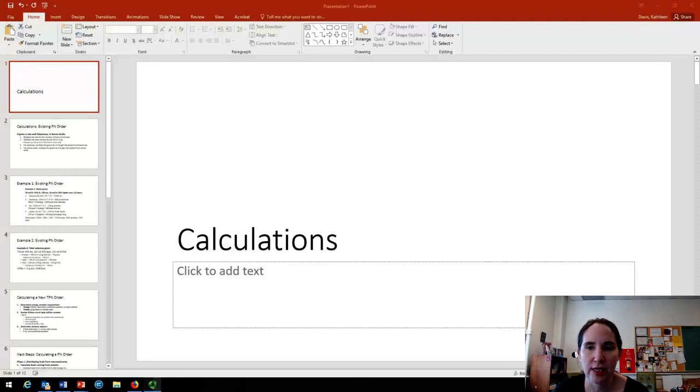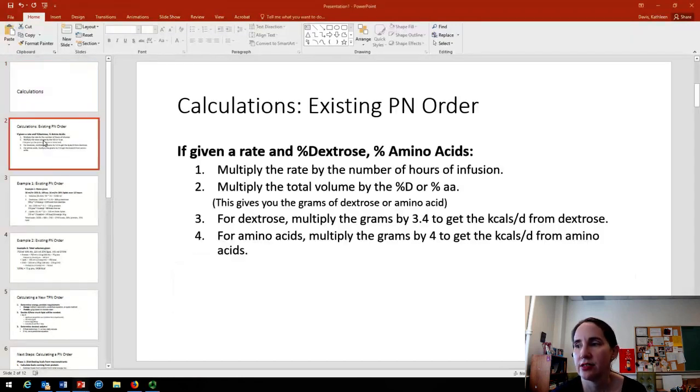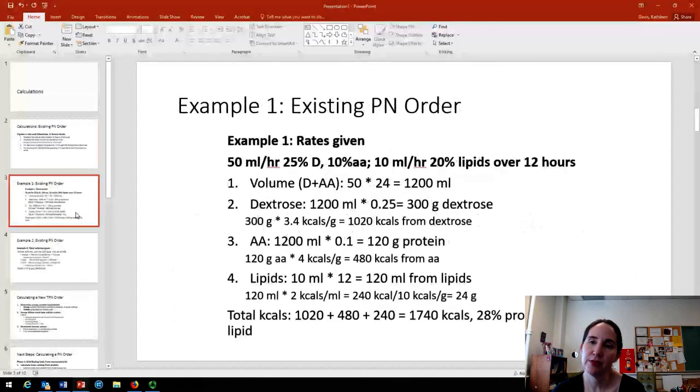In our first example, we have a solution that is running at 50 mLs per hour. It is a 2-in-1 solution, meaning that it contains both dextrose and amino acid in the same bag. First, calculate the total volume. So 50 mLs per hour times 24 hours in a day gives you 1,200 mLs, which is the first step here.